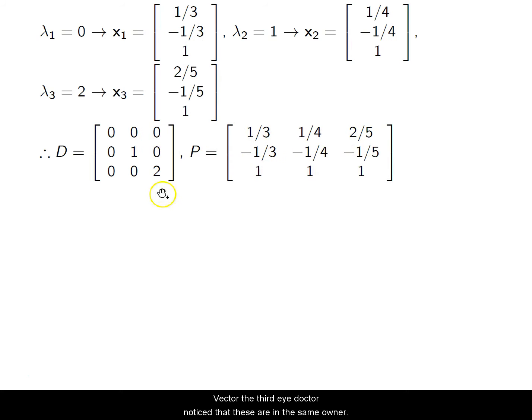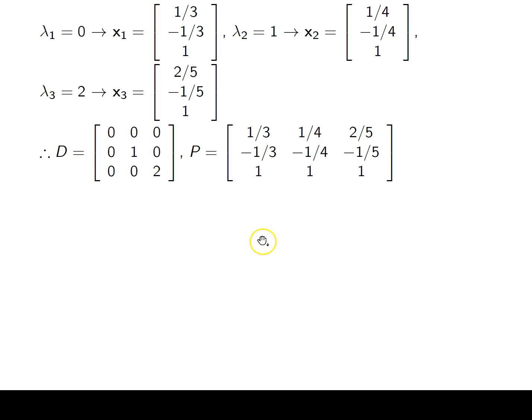Notice that these are in the same order. This first column is this eigenvalue, and its eigenvector is in the same place. It's the first eigenvector I use. The second column contains the second eigenvalue, and the second column vector is the second eigenvector. Okay, and so forth. This is the last eigenvalue. This is the last eigenvector. Make sure that they match up. If they don't match up, you're not going to diagonalize your matrix right.